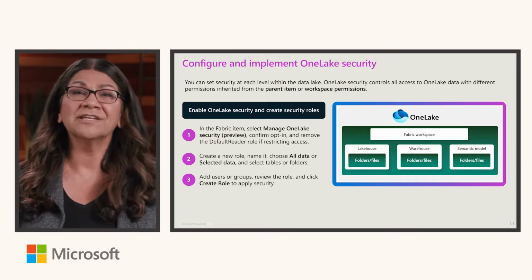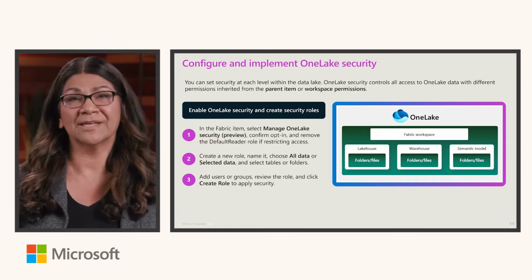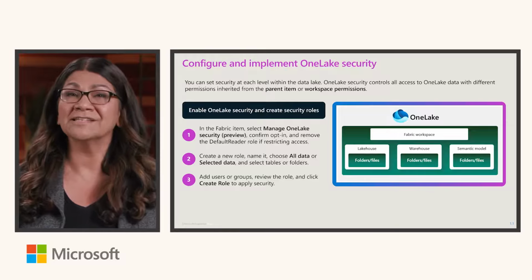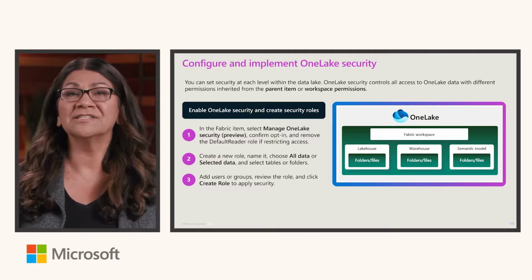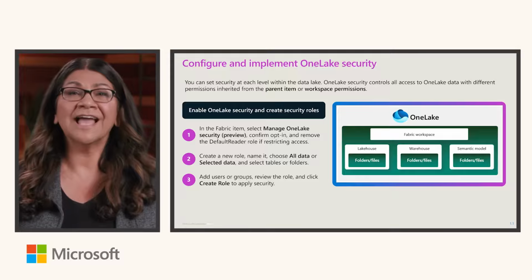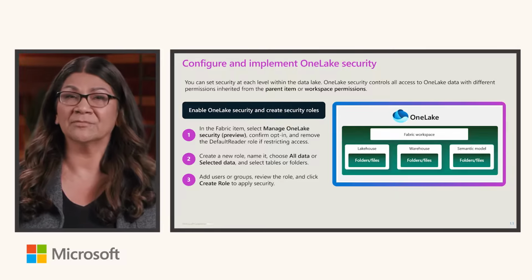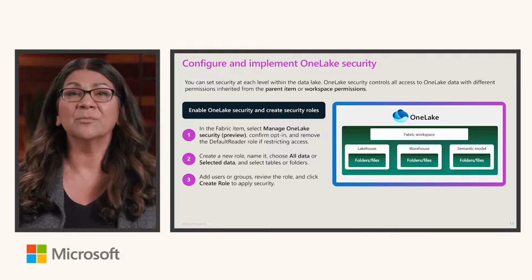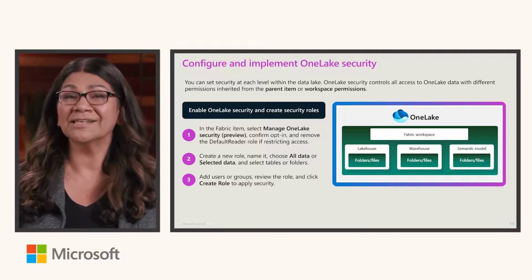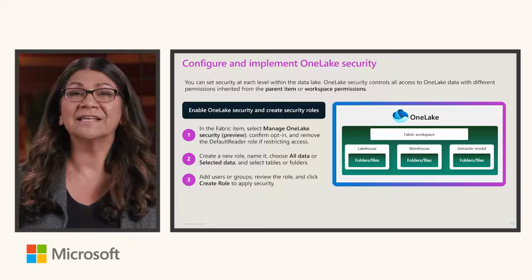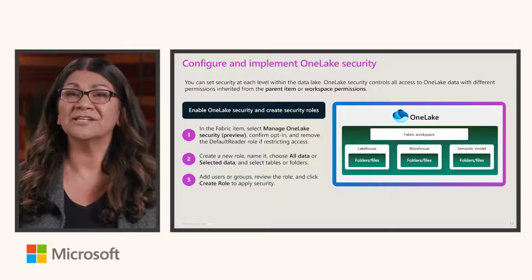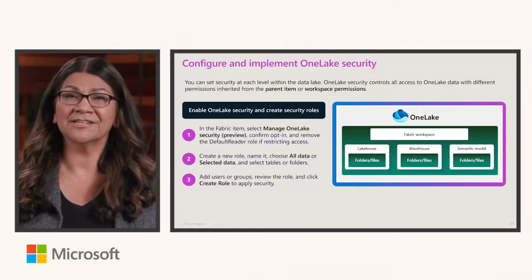To get started, you need admin or member permissions in the workspace. Roles can be set to cover all data or just selected tables and folders, and you can add members manually or through advanced configuration using permission groups. OneLake Security works at multiple levels: workspace, item, and folder, making it easy to enforce least privilege and secure sensitive data across your organization.